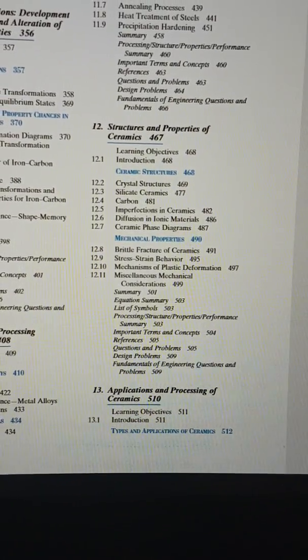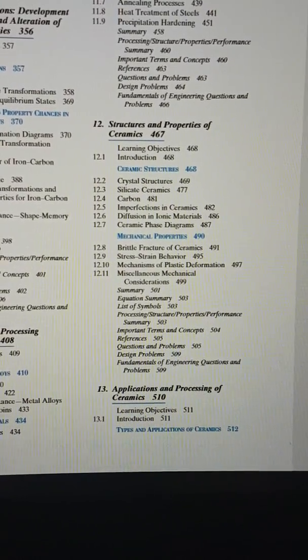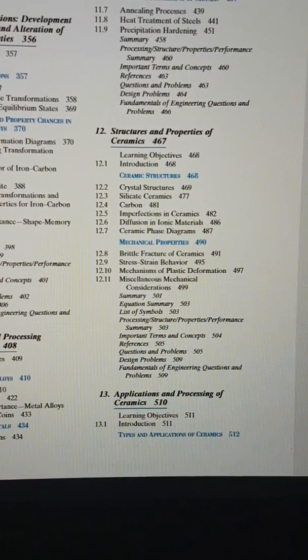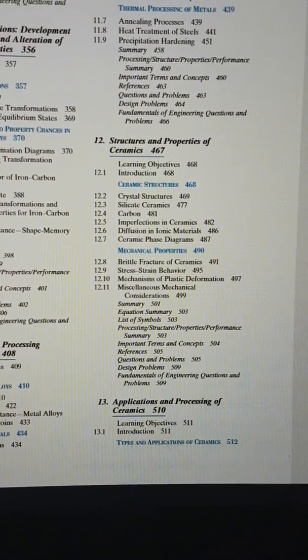And chapter 13, we're going to see the applications and processing of ceramics. We're going to see the types and applications of ceramics. Where do we apply ceramics after we study their structure and how we're going to use them.